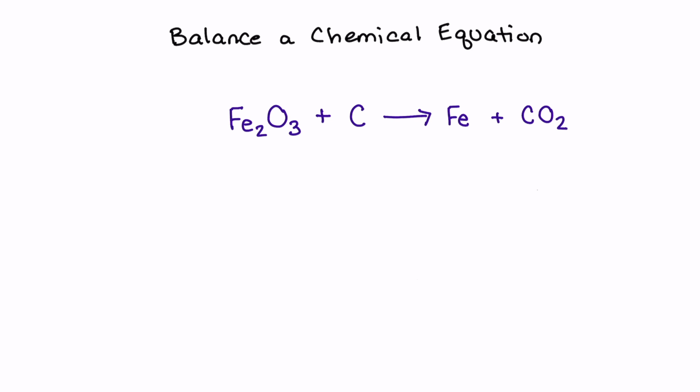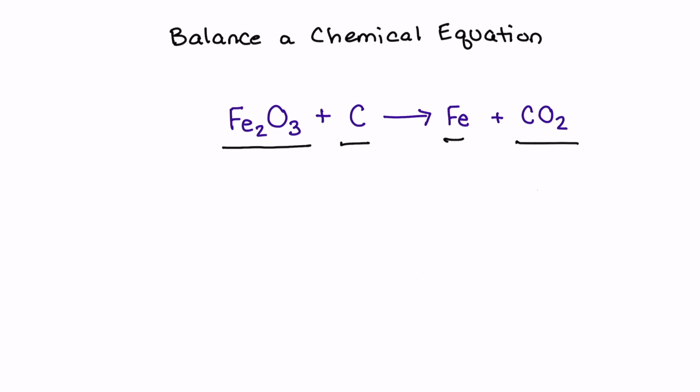All right, let's look at a second example. Here we have a reaction that has a molecule that consists of 2 atoms of iron combined with 3 atoms of oxygen. So that's one molecule. It reacts with carbon to give us iron and CO2, carbon dioxide.